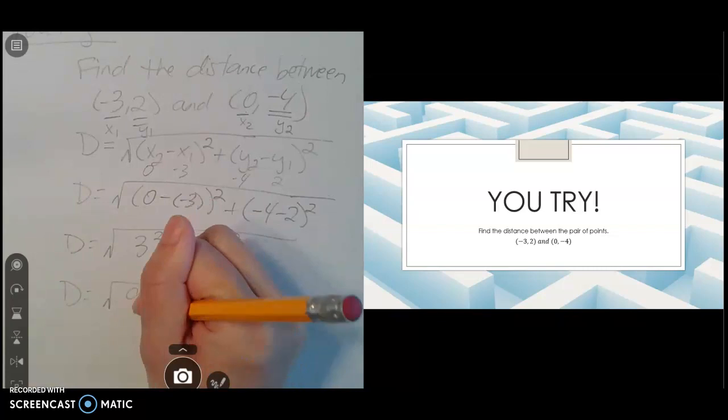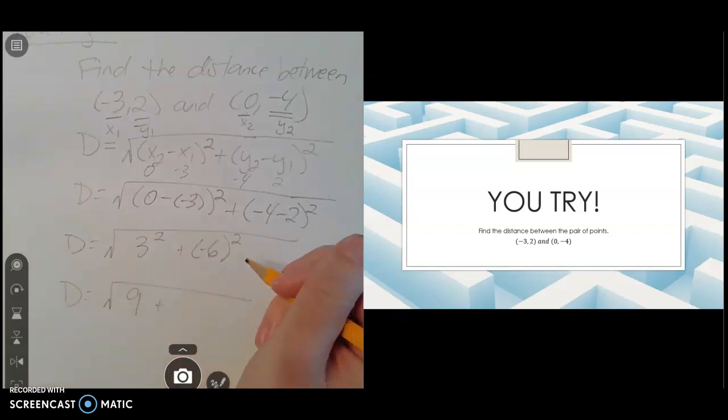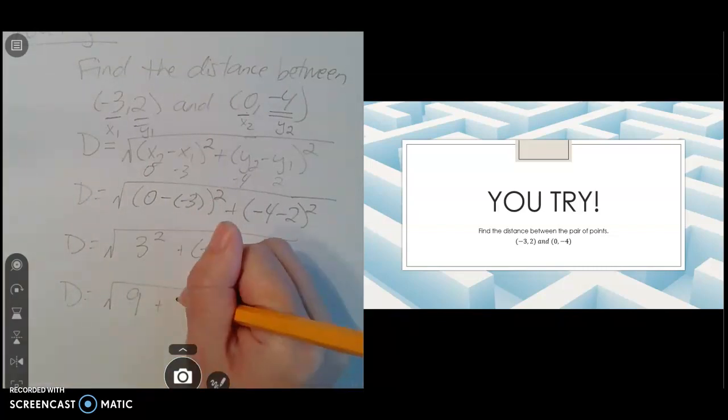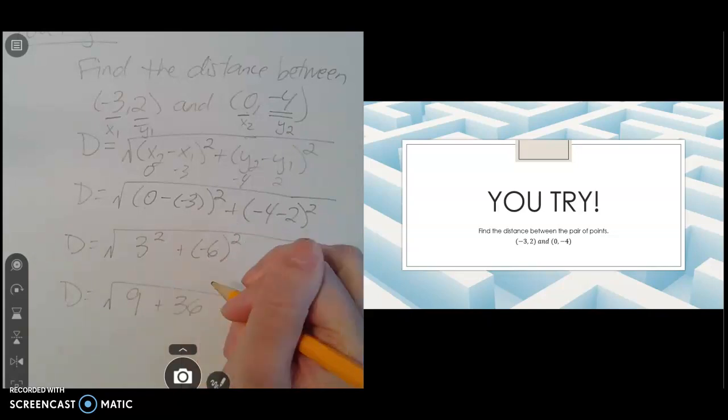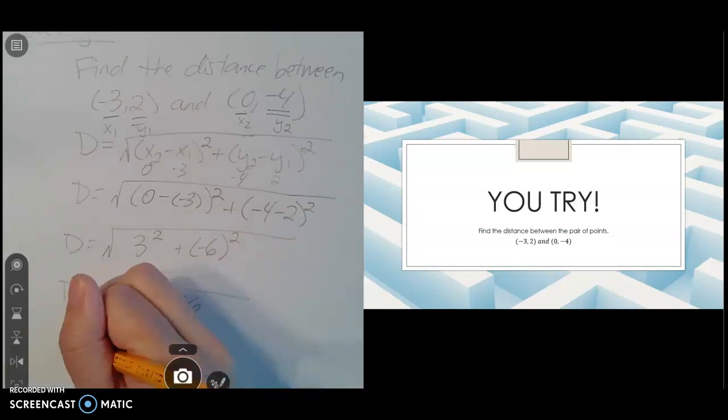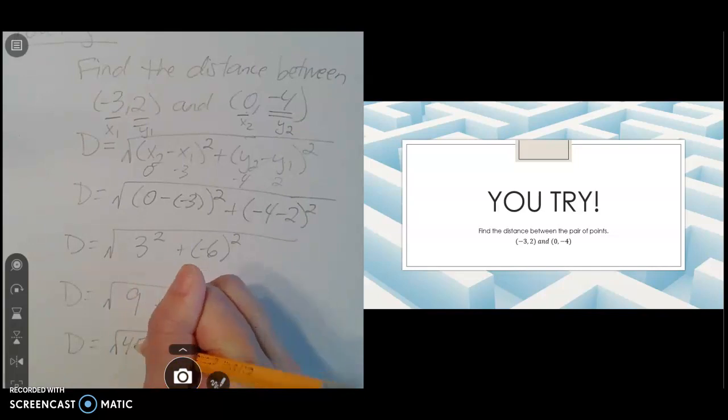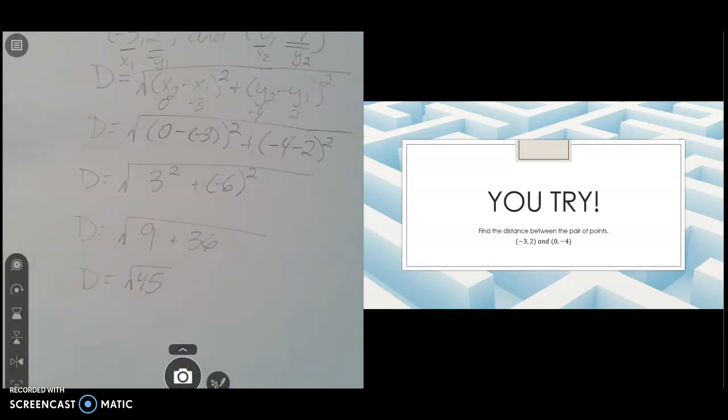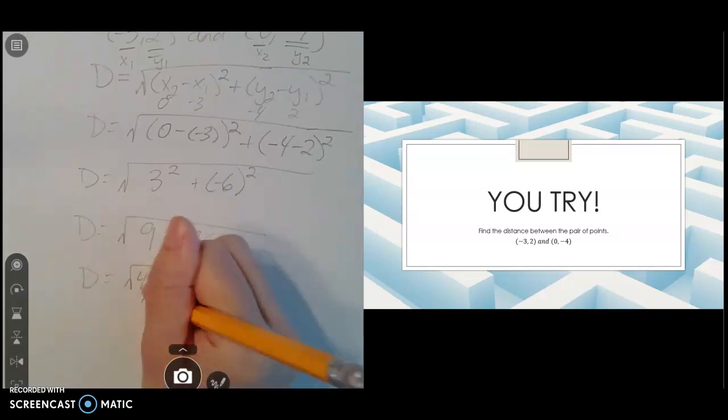3 squared is 9. -6 squared is -6 times -6, which is a positive 36. Then I can go ahead and add those two together and get the square root of 45, which is not a perfect square. So if you want to simplify that, I would break it apart.